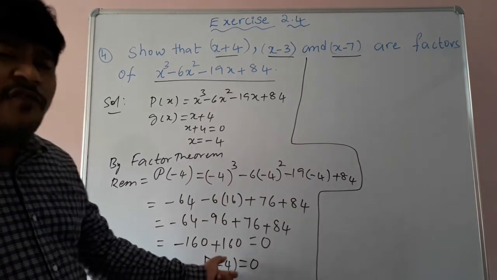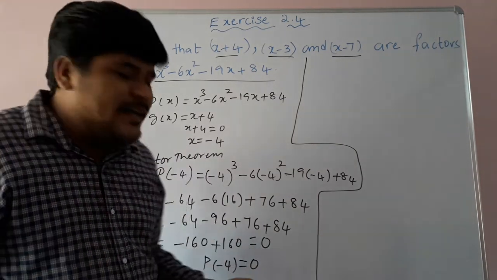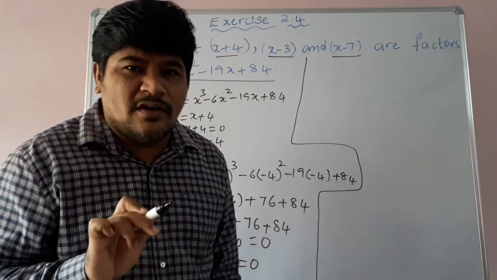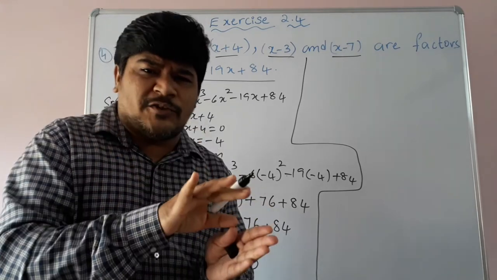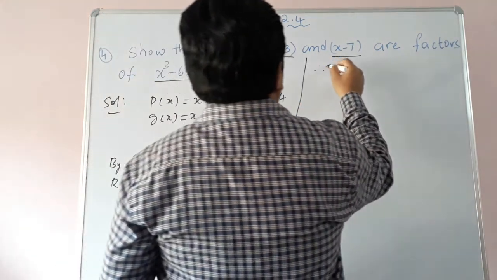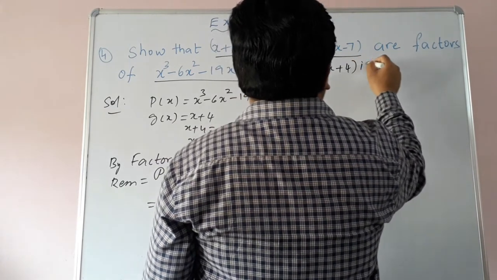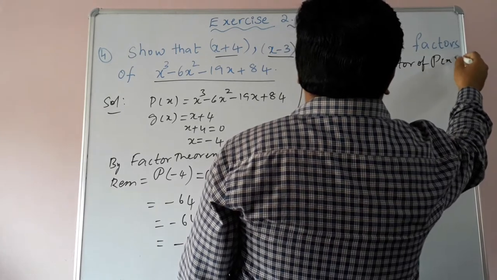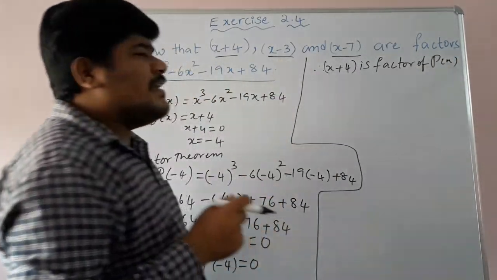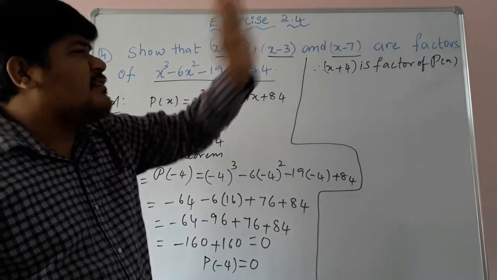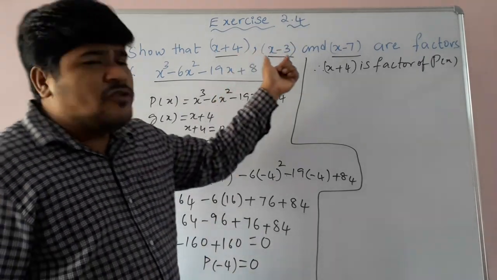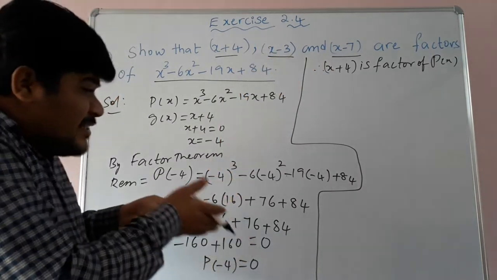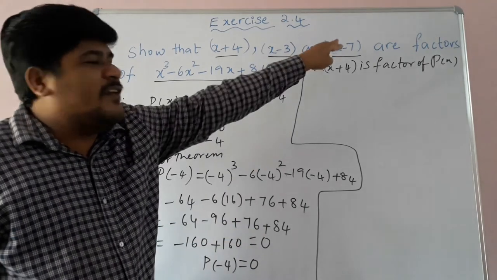So here we got p of minus 4 as 0. We got our remainder p of minus 4 as 0. So therefore x is equal to minus 4, or x plus 4, is a factor of p of x. Now children, they are also asking us to show x minus 3 and x minus 7 also factors. So I will show how to show x minus 3 is a factor of p of x. Then by understanding these two concepts, you please try with x minus 7.